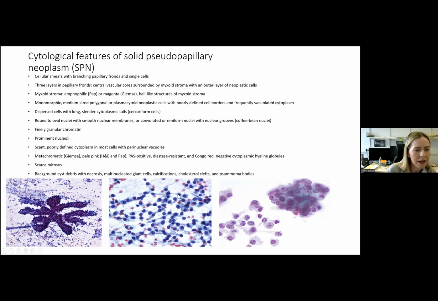They often have slender cytoplasm, as we can see here, sort of cometails, and they'll often have vacuolated cytoplasm. The nuclei tend to be round to oval, and they have smooth nuclear membranes. They might have prominent nucleoli. And here the importance is that you can perform molecular testing, and these often have alterations in the CTNNB1 beta-catenin pathway. That, alongside the cytomorphology and also imaging, allows you to make a diagnosis of a solid pseudopapillary neoplasm.